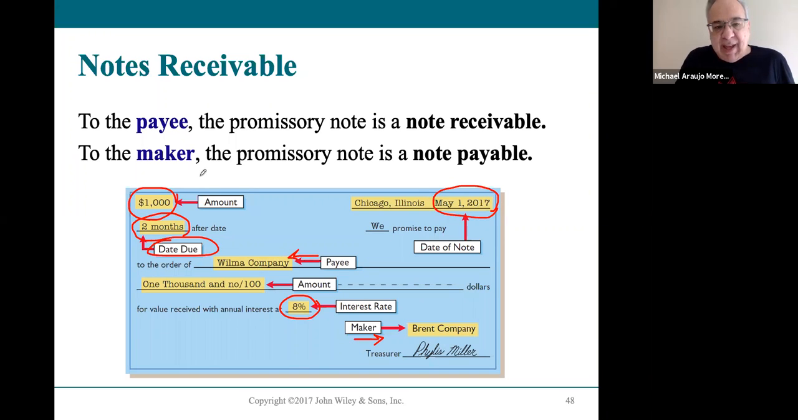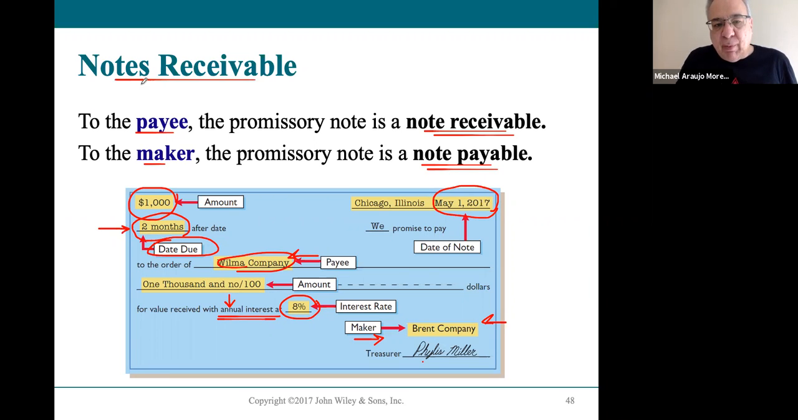In essence, the payee is the one who's granting the note. They're waiting to receive the loan repayment. The maker is the one who actually needed the loan. So this same note is a payable to the maker and a receivable to the payee. Very important to understand. I also need you to point out that the interest rate listed here is an annual rate. Remember, this is for all 12 months. We're only going to need 2 months of interest on this loan.